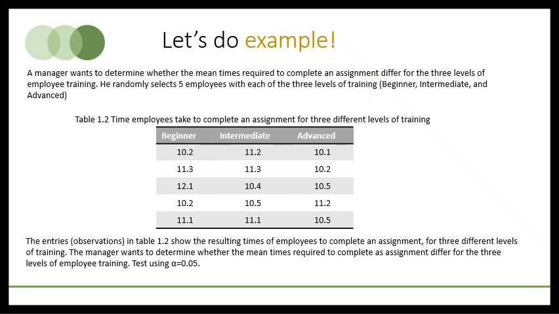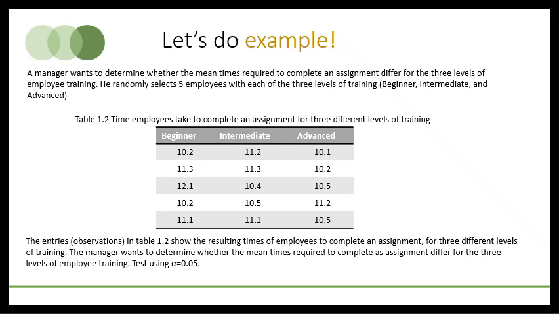A manager wants to determine whether the mean times required to complete an assignment differ for the 3 levels of employee training. He randomly selects 5 employees with each of 3 levels of training, which is beginner, intermediate, and advanced. And table 1.2 represents the time employees take to complete an assignment for the 3 different levels of training.